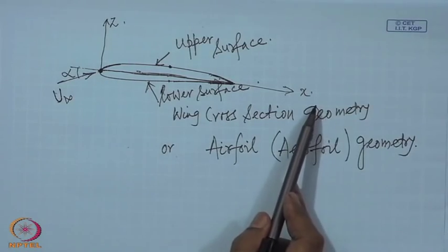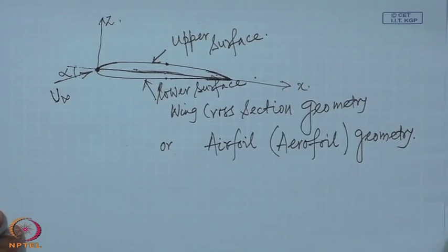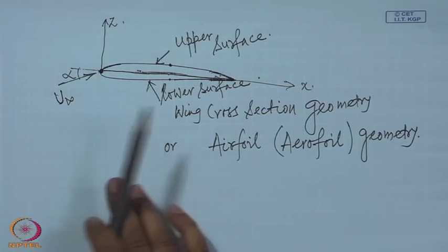As you can see, the thickness changes from leading edge to trailing edge. At the trailing edge the thickness becomes practically 0, and the maximum thickness occurs somewhere ahead of mid chord. Depending upon the type of airfoil, it is ahead of mid chord.